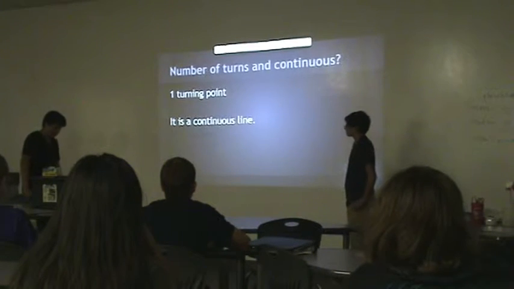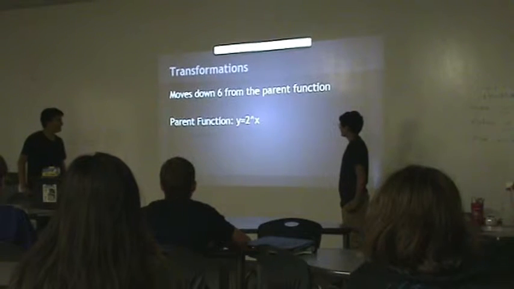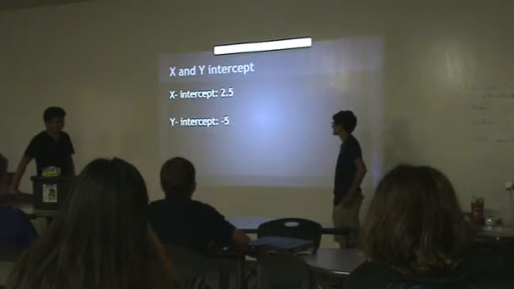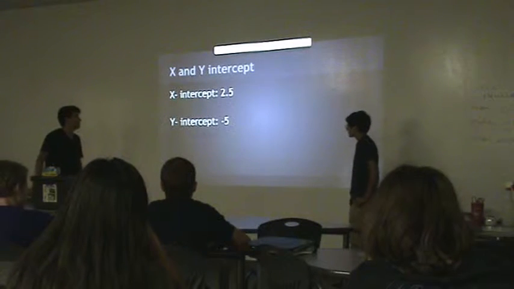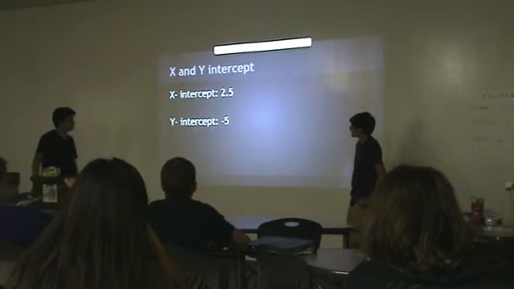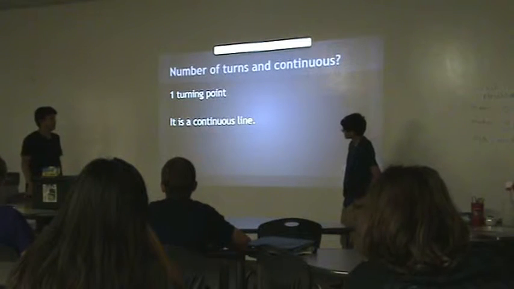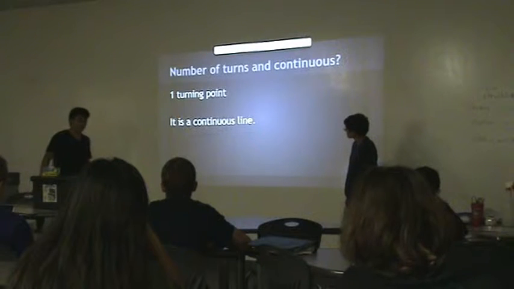The x-intercept. Oh, sorry. Go back. Okay. The x-intercept is 2.5 and the y-intercept is -5. The number of turns and continuous: 1 turning point, and it is a continuous line, so it doesn't stop.